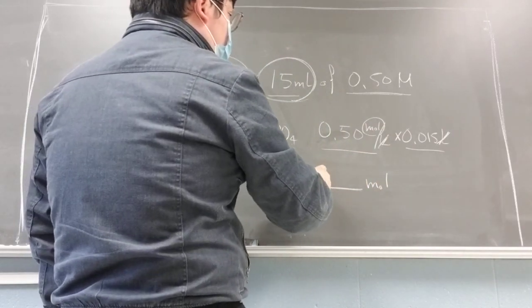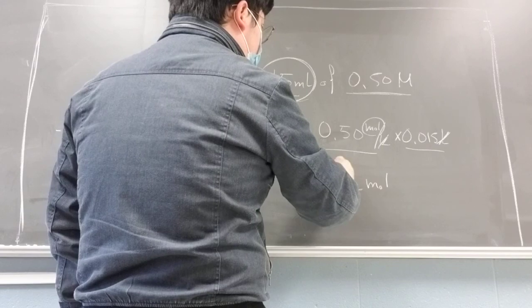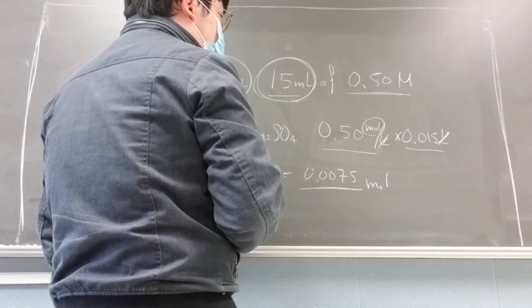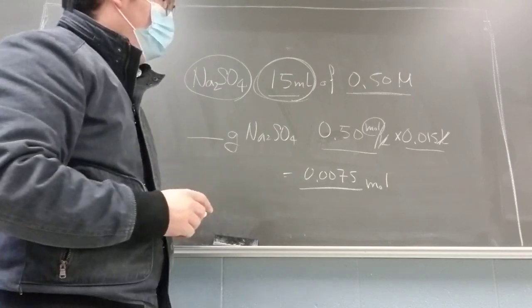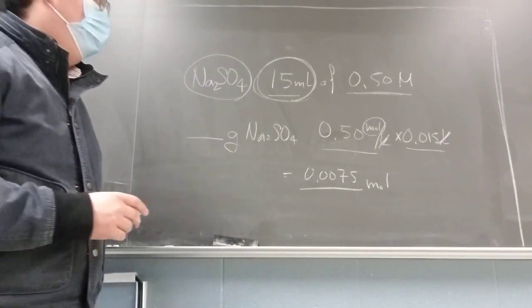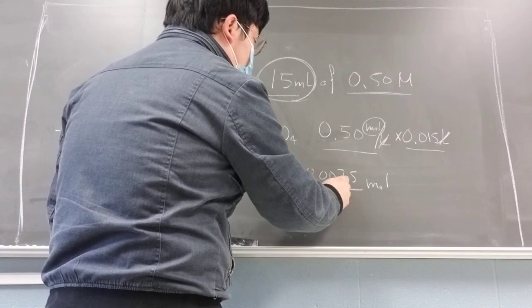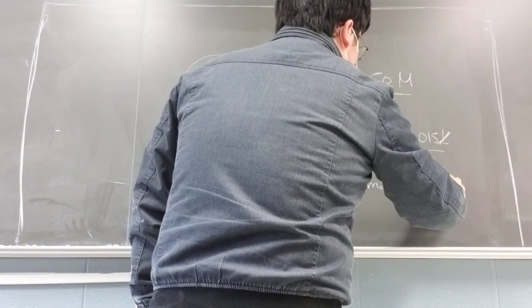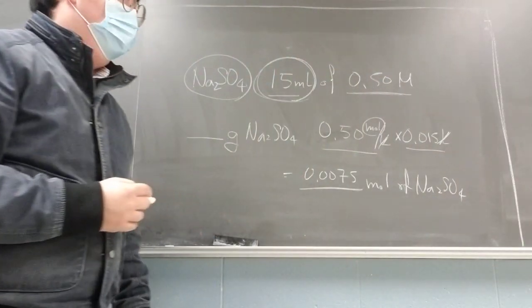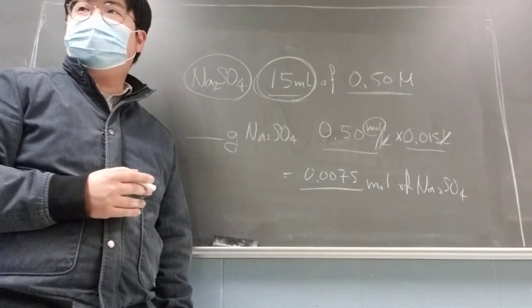Okay, I think that should be 0.0075, right? Yeah, I think so. So if that is the case, you have 0.0075 moles of Na2SO4 in your solution now. Okay, makes sense, right?